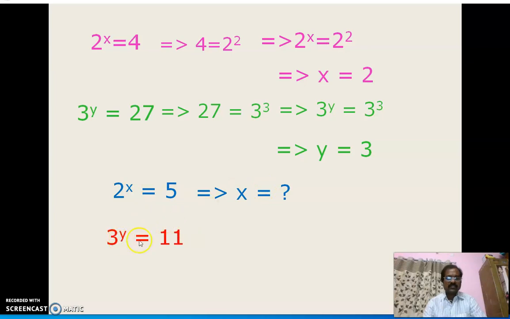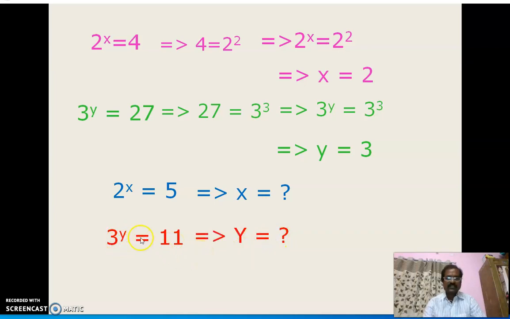And 3 to the power of y is equal to 11. 3 to the power of 1 is equal to 3. 3 square is equal to 9. 3 cube is equal to 27. It is the same condition here also. There is no whole number y for which we get 11 from the base 3.